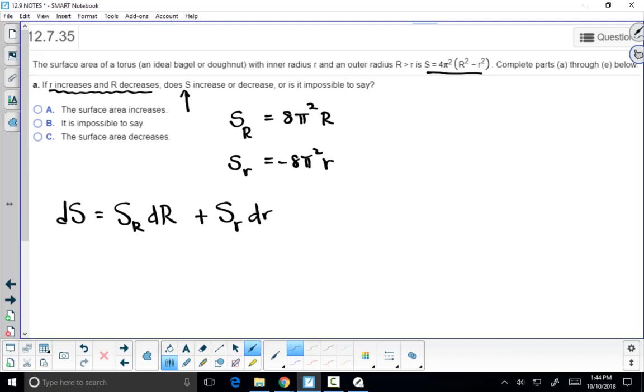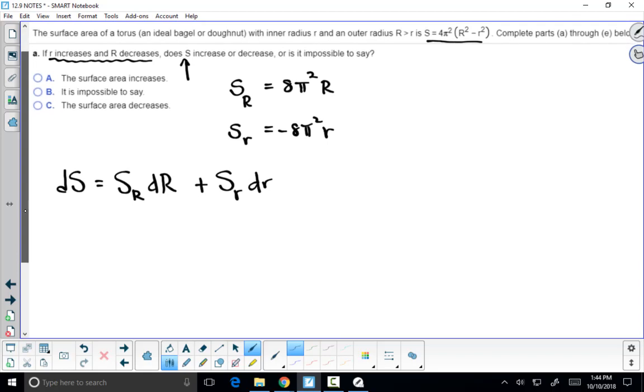Doesn't sound like English anymore. I know. Should we use an R1 and an R2? That might be easier, instead of a little r and a big R. Okay, big for outer radius. Yep, the big one's the outer radius.